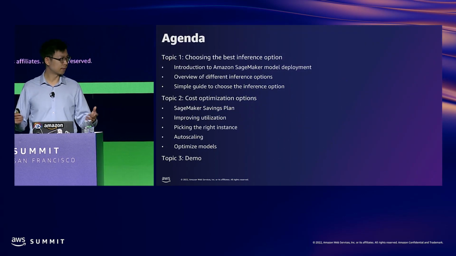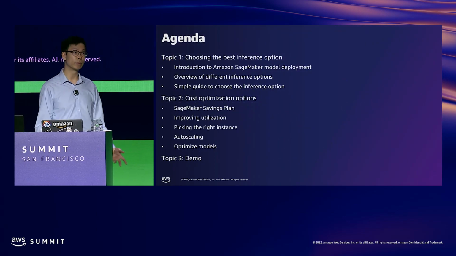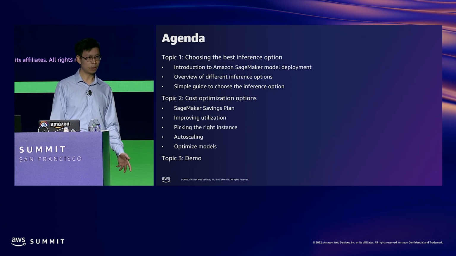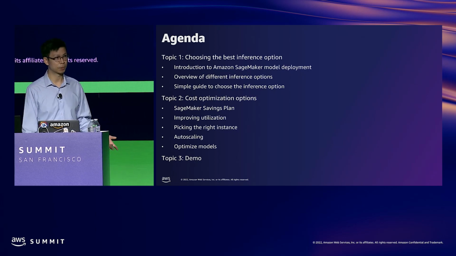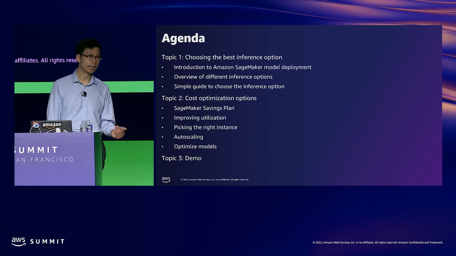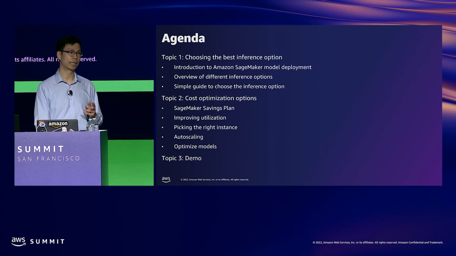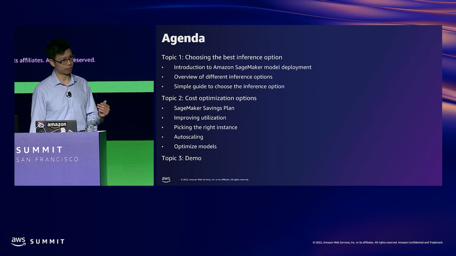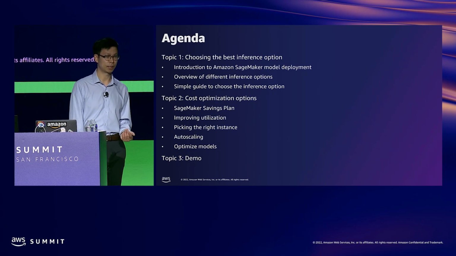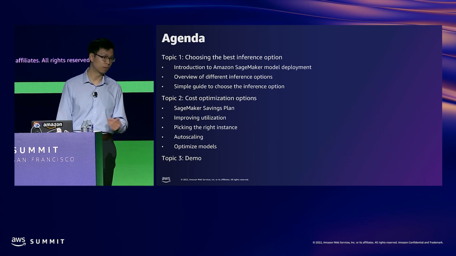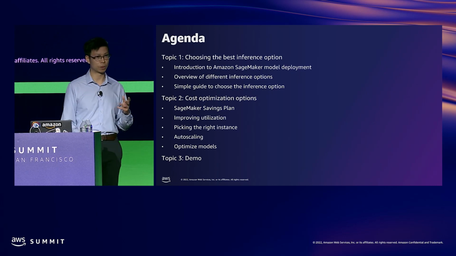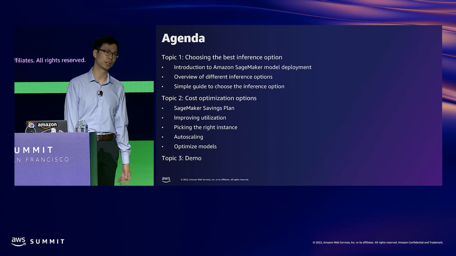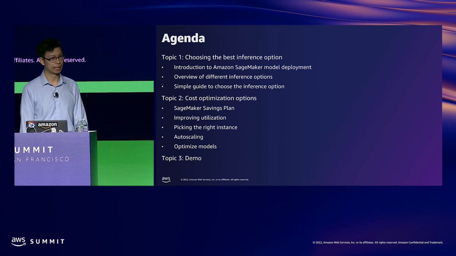As part of the session today, we'll be covering 2 main topics, followed by a demo. The first topic is how do you choose the best inference option with Amazon SageMaker? As part of this topic, we'll be going over an introduction of what options we offer on SageMaker for model deployment, give an overview of the different inference options, and then go through a simple guide and flowchart for choosing the best inference option.